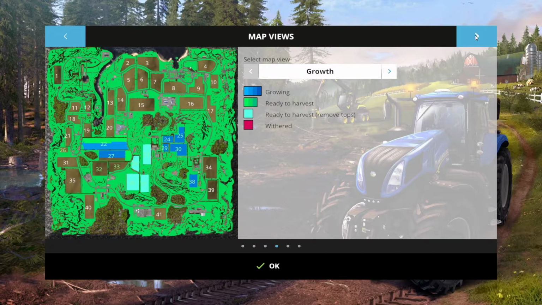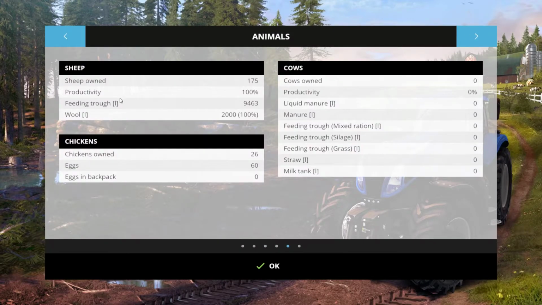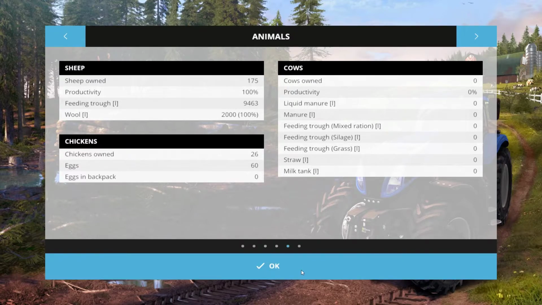Where else are we going to see this? If we scroll here, we come across the animals. The feeding trough is in liters. The amount of wool is in liters, 2,000 liters. Cows, manure, measured in liters. I don't have any cows, so it's showing 0. Milk tank in liters.